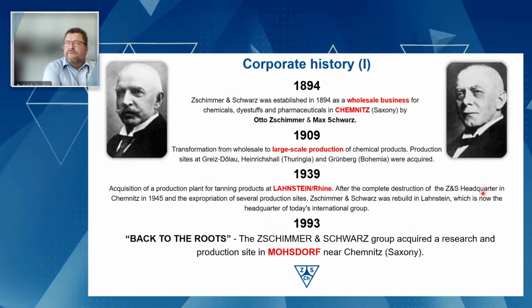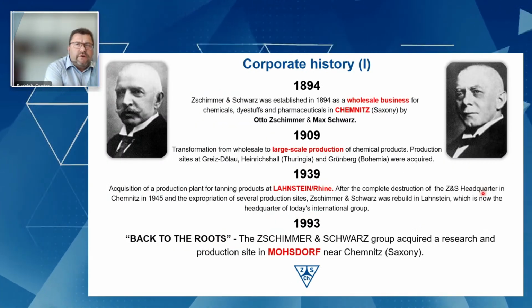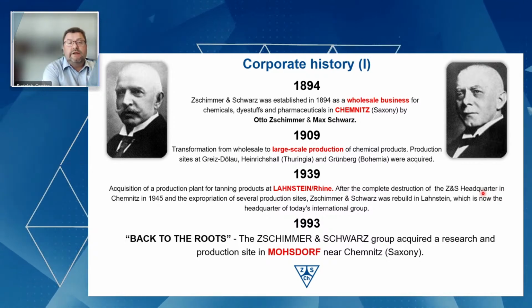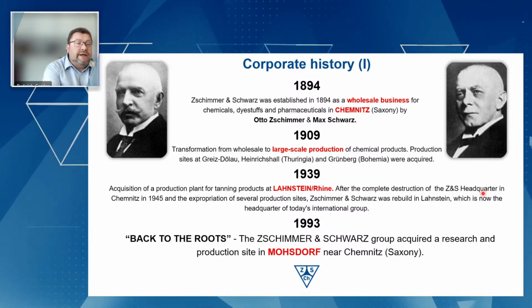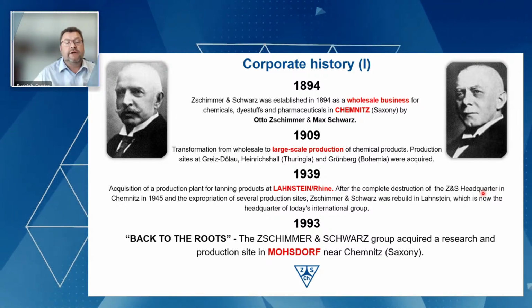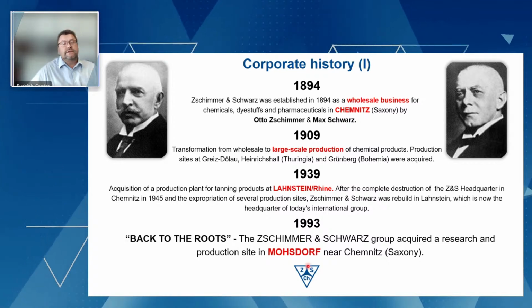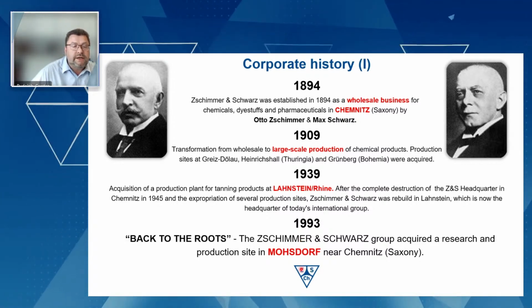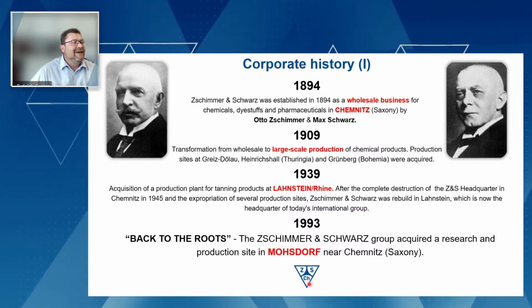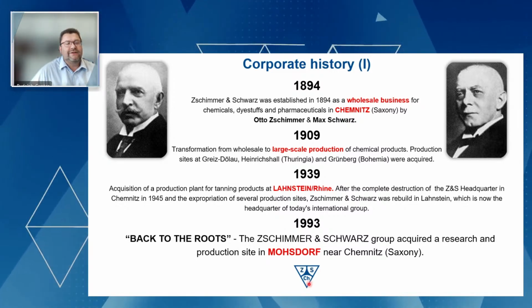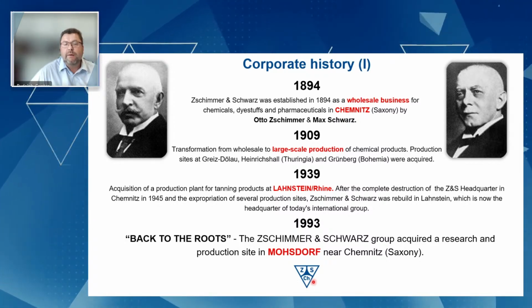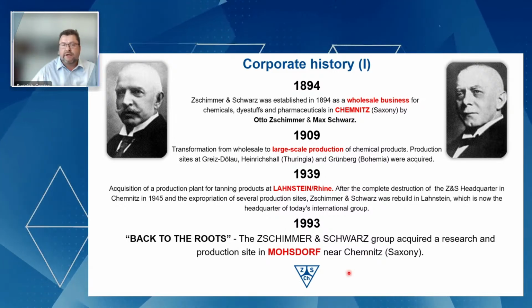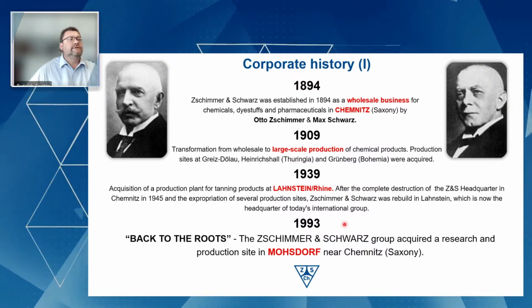So just some words about the history of Zschimmer Schwarz in general and our production site. Zschimmer Schwarz was founded already in 1894 in the area of Chemnitz. And this is our symbol here. ZS is obviously for Zschimmer and Schwarz. And Chemnitz stands for, CH stands not for chemistry, but for Chemnitz, which is the area here in Saxony.